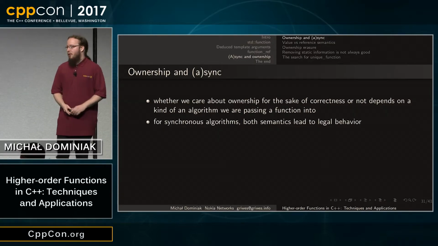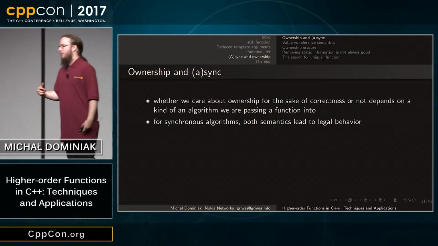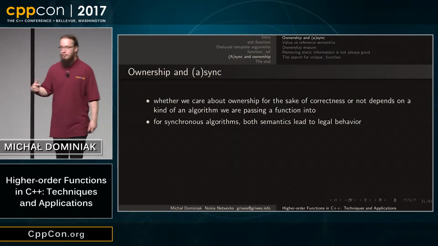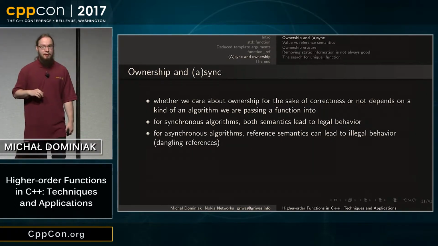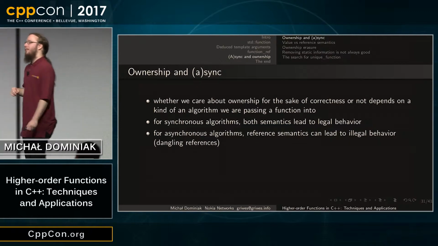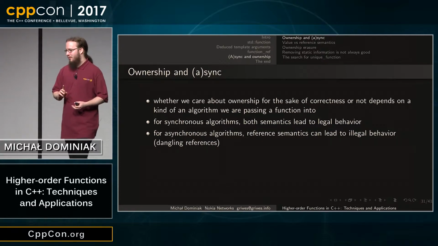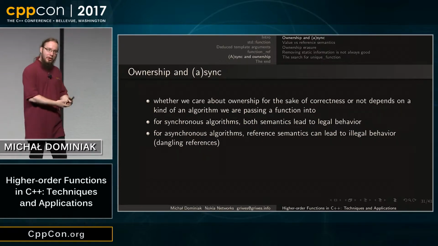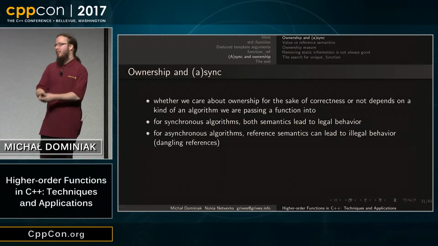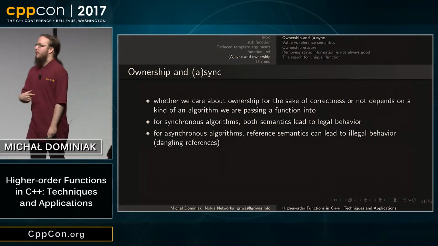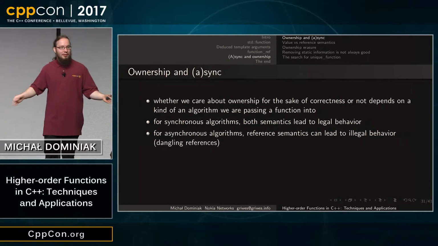And there are asynchronous functions, which are probably going to save the callback we gave them. So for synchronous algorithms, whether we have value semantics or reference semantics doesn't matter, because the lifetimes are not going to be a problem. For asynchronous functions, reference semantics can lead to illegal behavior. That means dangling references. Can, but will not necessarily lead to undefined behavior. If we can guarantee that the thing that we are passing via reference will be alive for the entirety of the time it needs to be alive for, everything is fine.